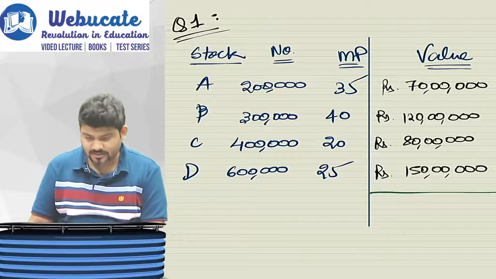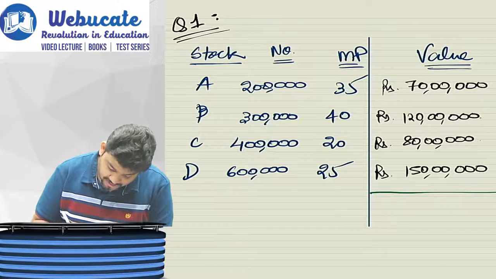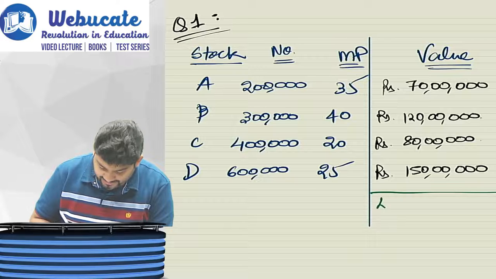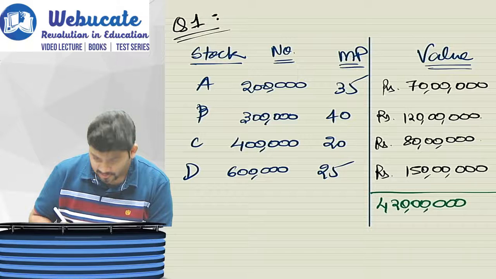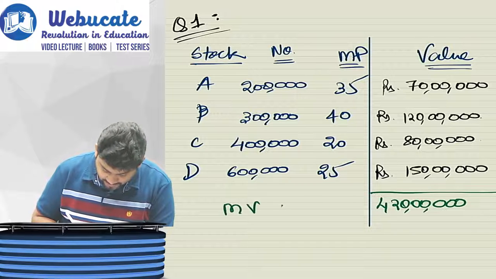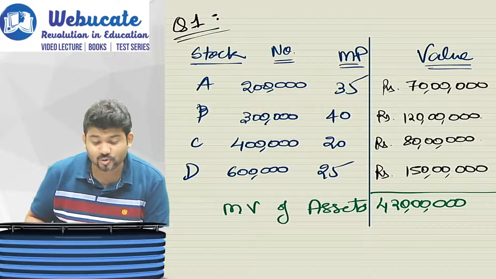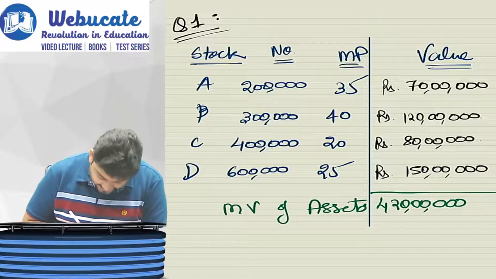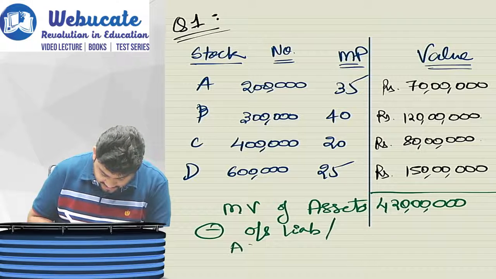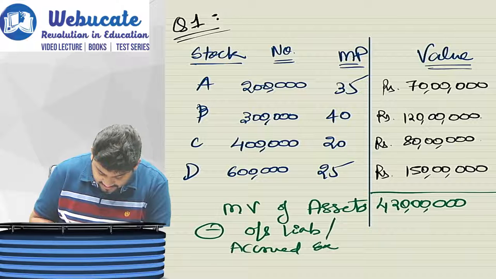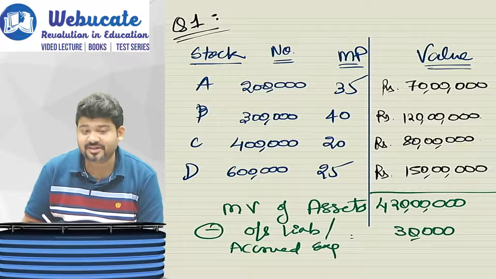Tell me the total. 4 crore 20 lakhs. Correct. 4 crore 20 lakh is the market value of assets. Is the market value of assets less outstanding liabilities, accrued expenses? How much? 30,000, asset management fees and all of that.